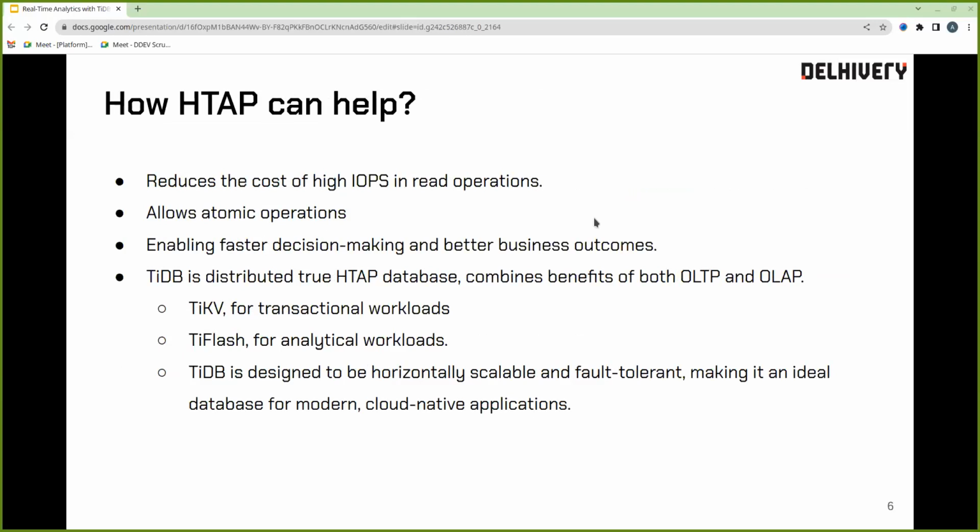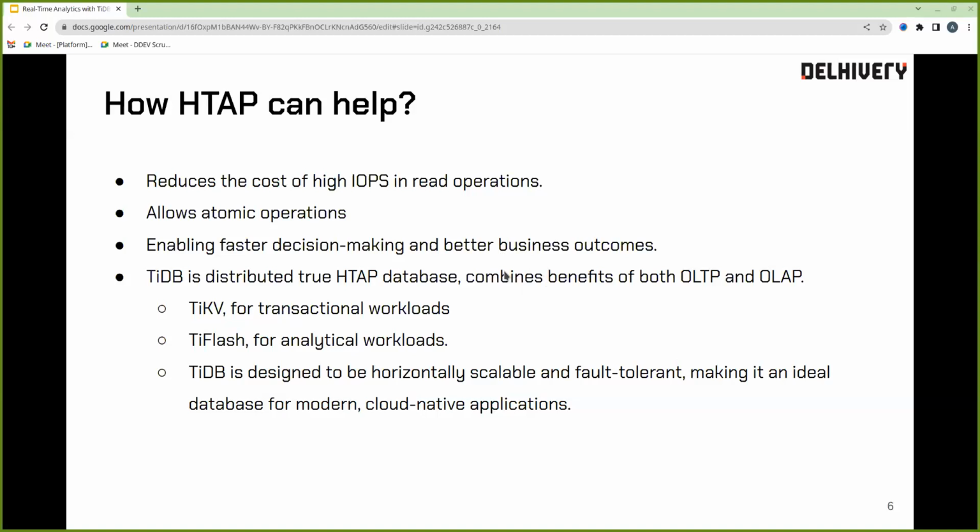It could be cost reduction, where an HTAP database can reduce the cost associated with high read IOPS, and in fact, by combining transactional and analytical workloads in a single database, it eliminates the need for separate infrastructure for each use case, which results in cost savings. Another important thing, it leverages atomic operations, ensuring data consistency and integrity during simultaneous transactional and analytical processes. This capability enhances data reliability and accuracy.